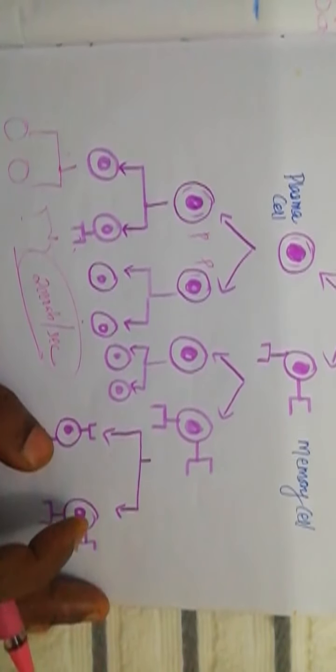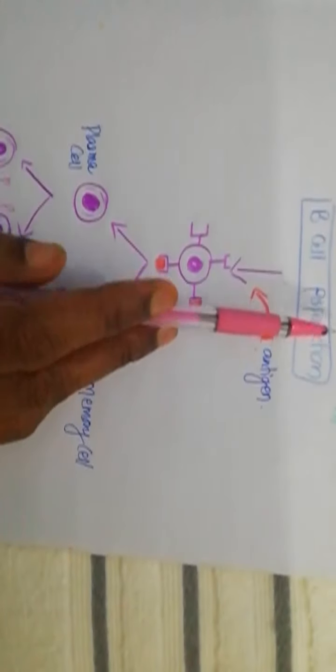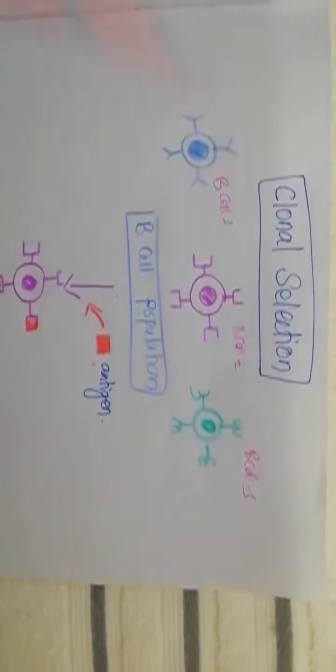So we have finished 3 topics today. One is memory cells, what they are and how they are formed, then the difference between primary and secondary immune response. You have to conclude it with the difference between primary and secondary, and then we discussed clonal selection. Okay, please go through the topic and clear all the doubts.